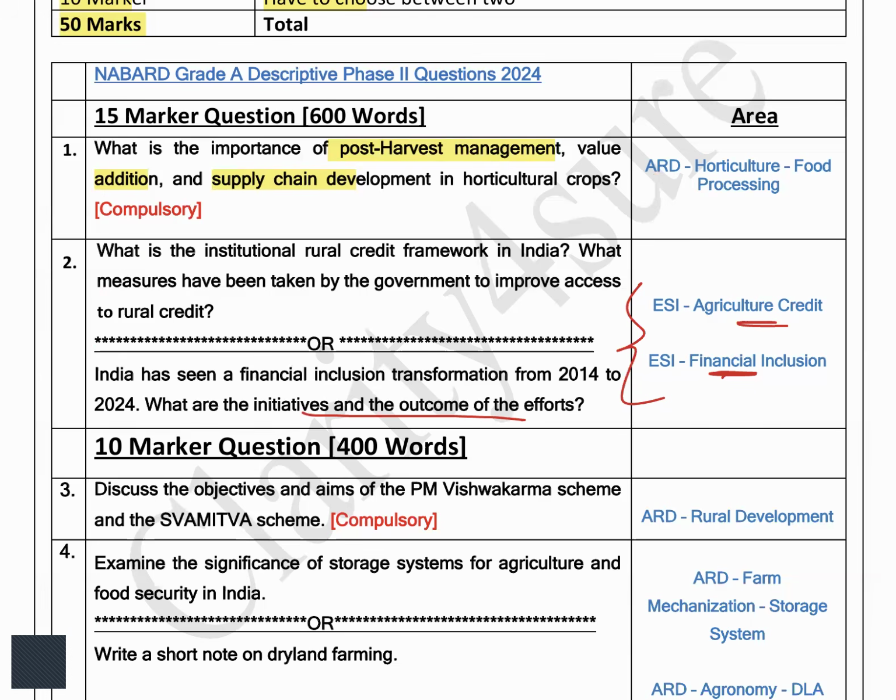All the schemes and whatever things you can know, not only the schemes, they're asking what are all the initiatives and what outcome you have. So in this, you have to see specifically initiative number one, its outcome. Initiative number two, its outcome. Like that, you have to clearly justify your answer.